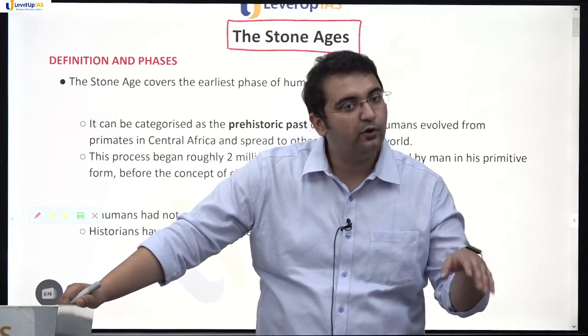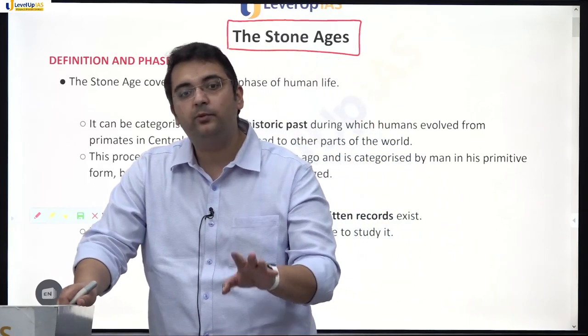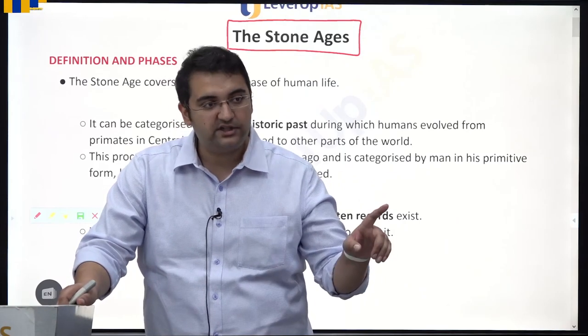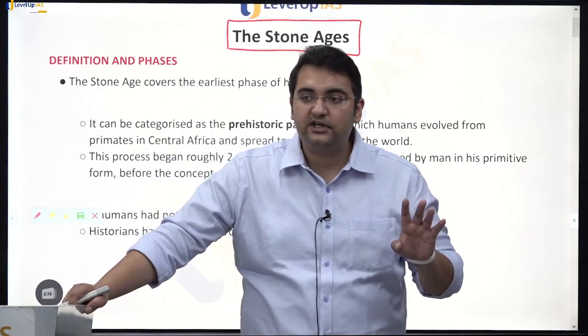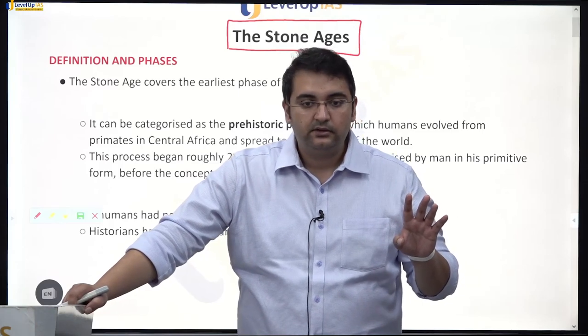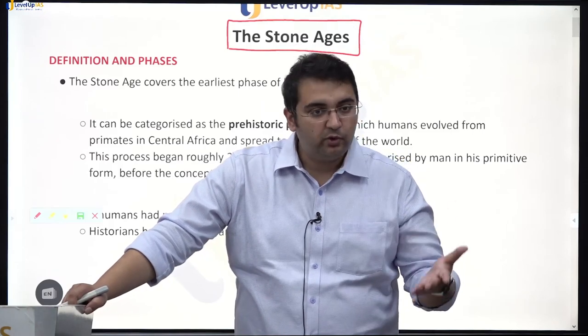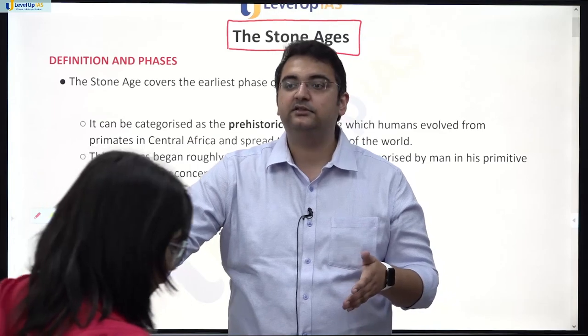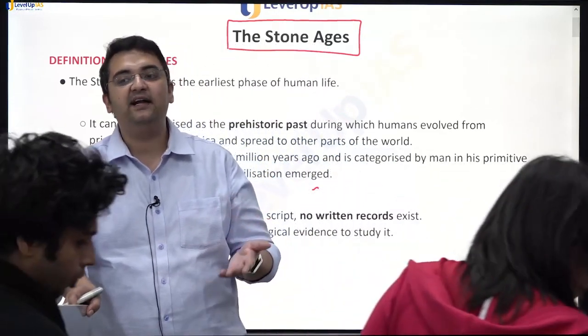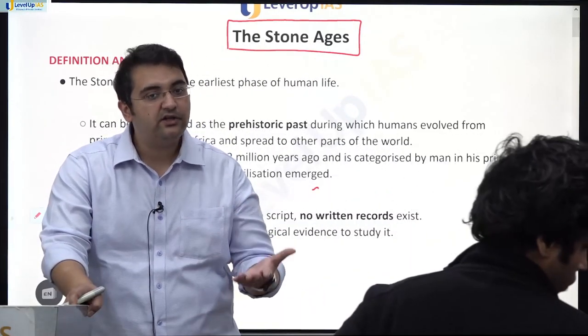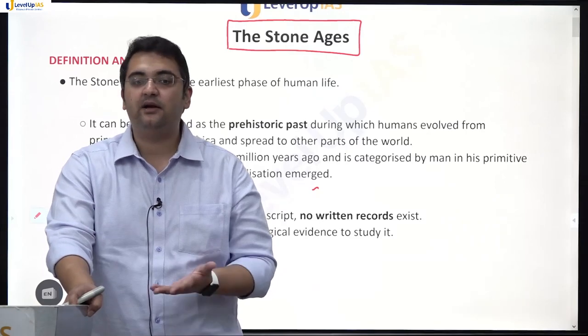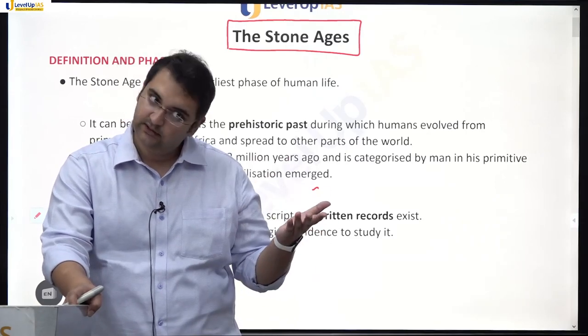Okay? Therefore, we depend only and only upon which kind of sources? Archaeological sources. What are archaeological sources? Those sources which are available to us through explorations and excavations. Archaeological sources are the physical remains of the past. Okay?